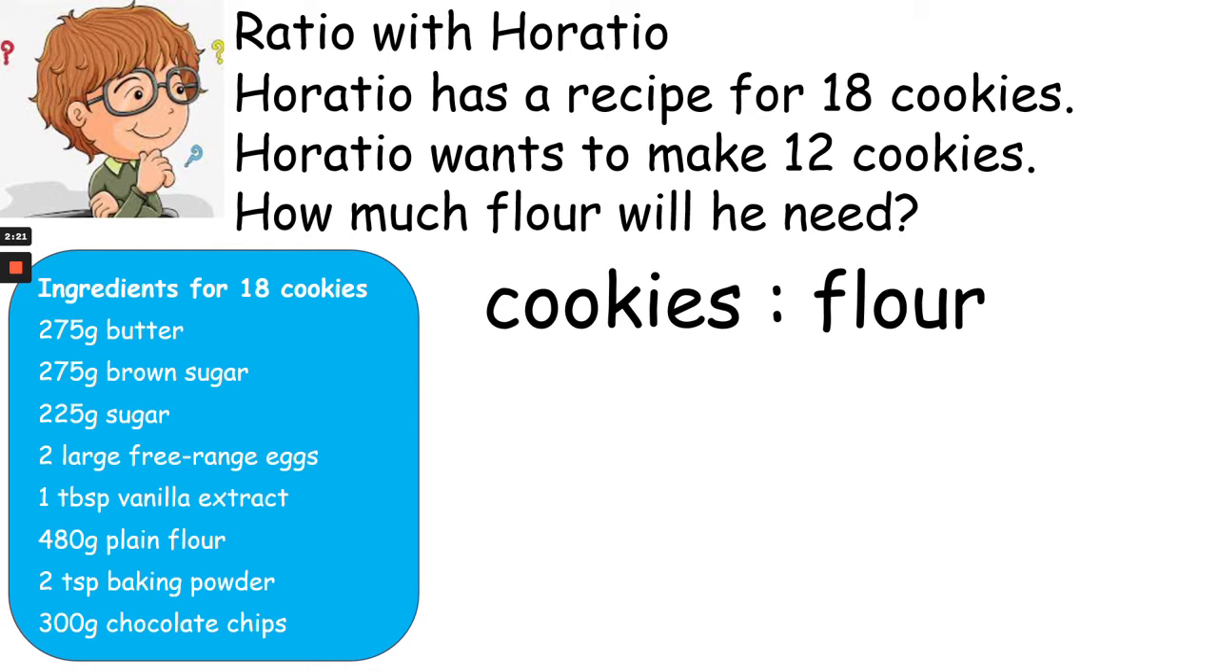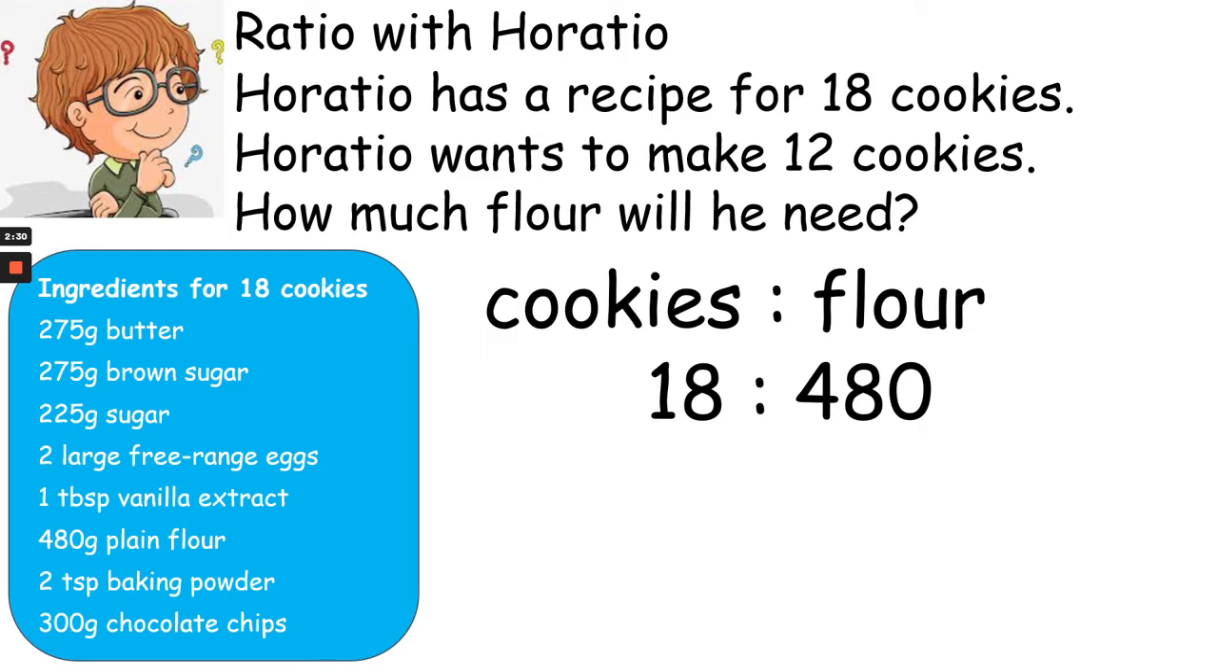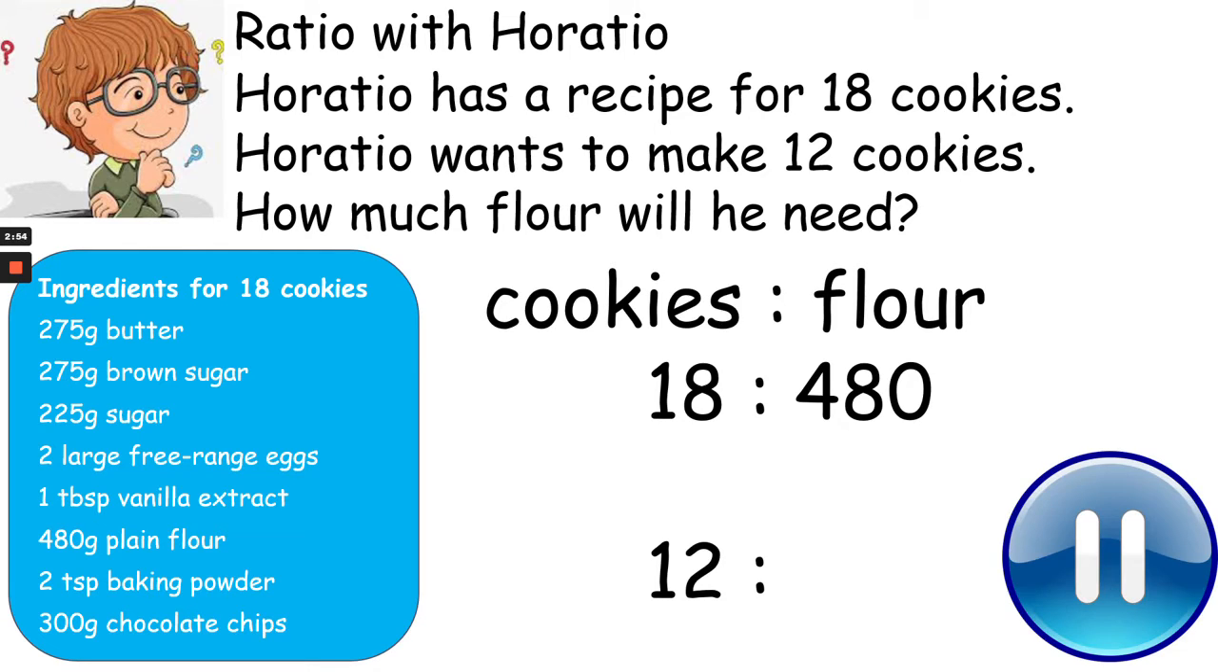Now that we know this, could you write down in numbers the ratio we already know? We should have written down 18 to 480. That's the ratio of cookies to flour with the ingredients that he has. But Horatio doesn't want 18 cookies, he wants 12. So somehow we've got to get from 18 to 12 by timesing or dividing. We're going to need somewhere to stop off first. So pause your video and have a go.